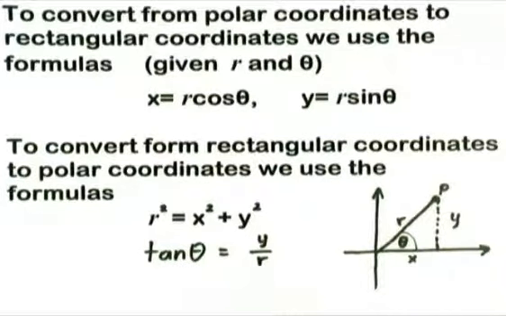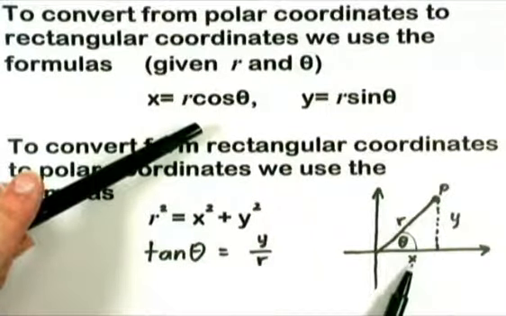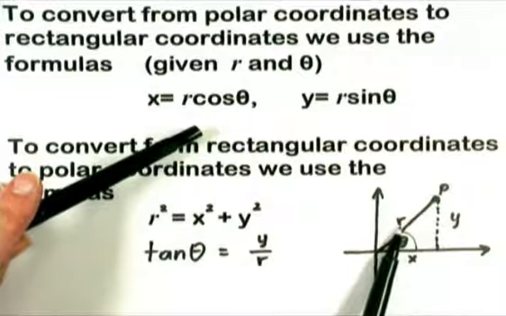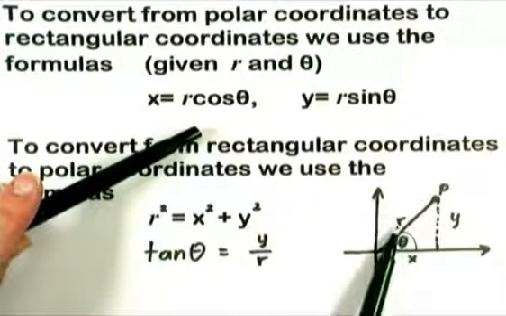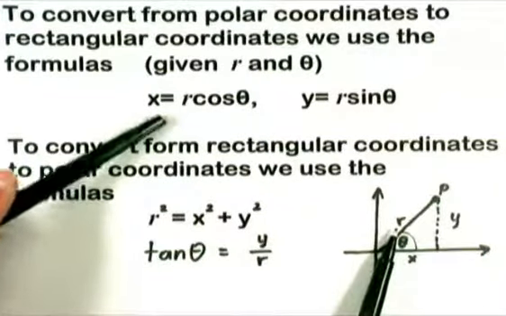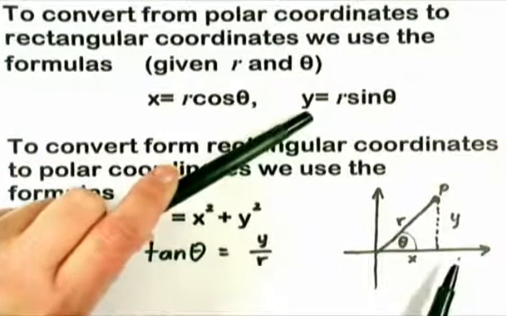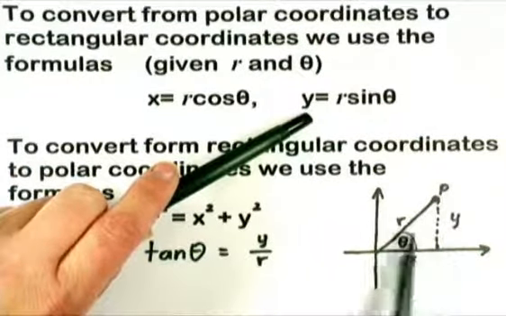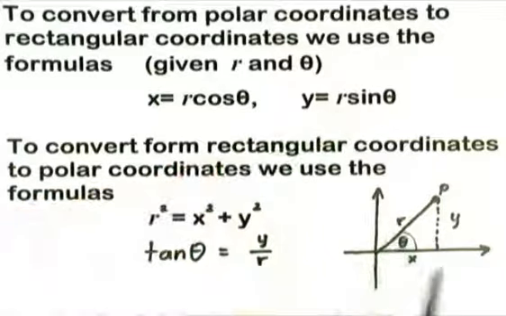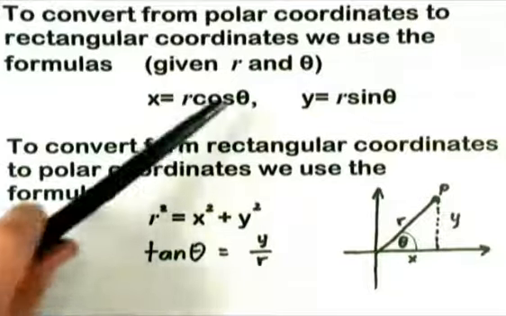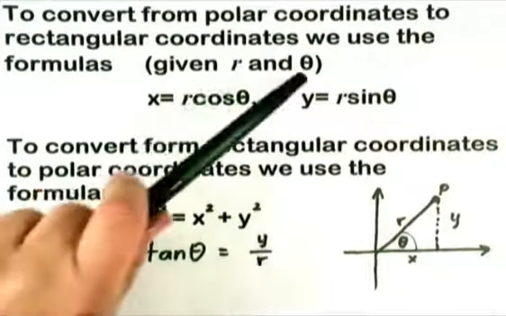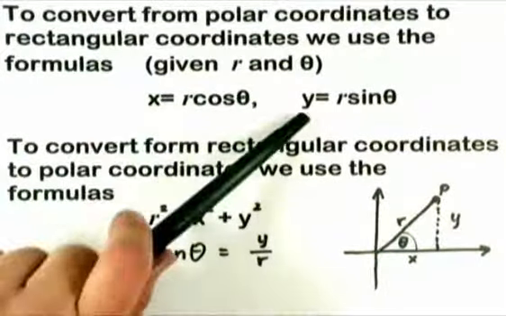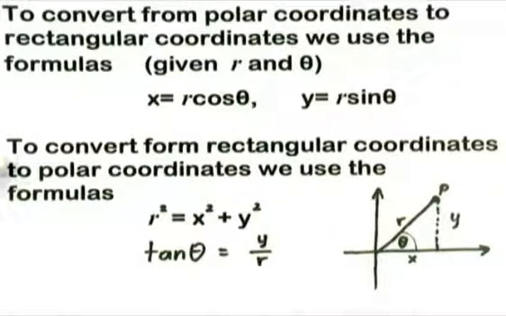To get the first one, we use cosine is adjacent over hypotenuse, which is x over r, and we can solve it for x. And the same story we did for the y coordinate. Y is opposite over hypotenuse, it's sine, and solve it for y. So if we are given polar coordinates r and theta, and we need to find x and y, we use this formula.